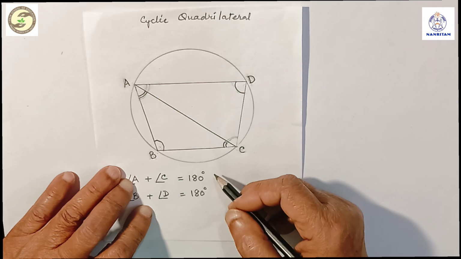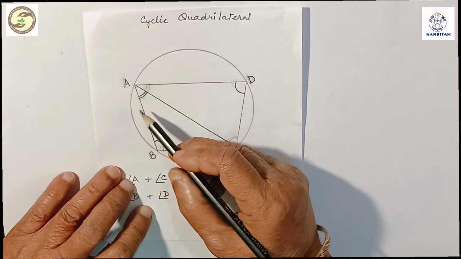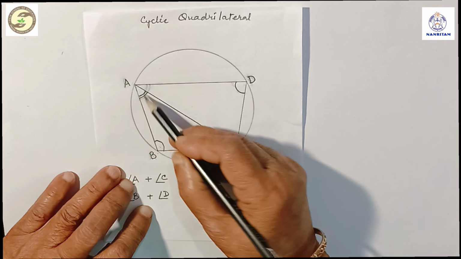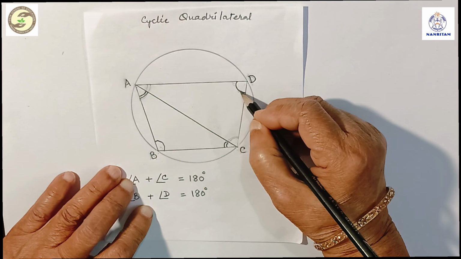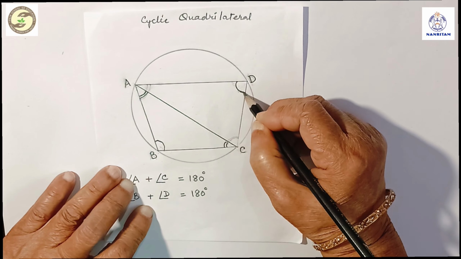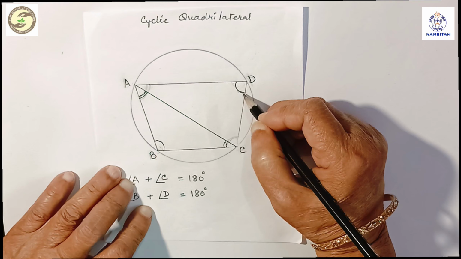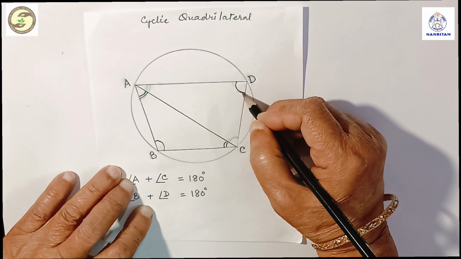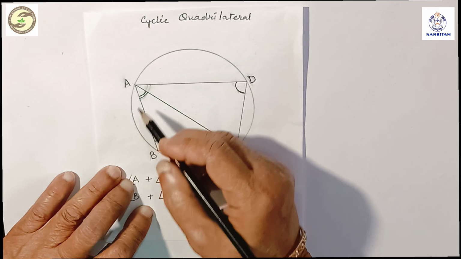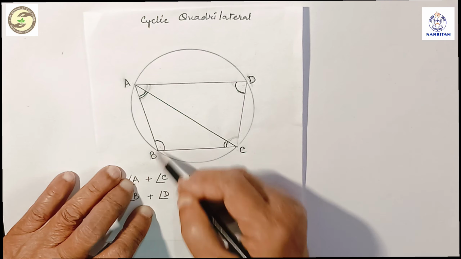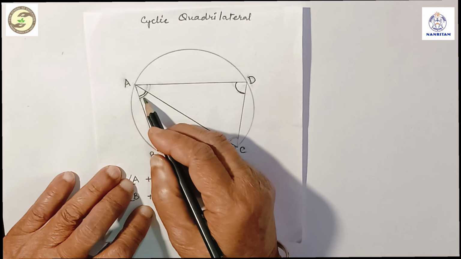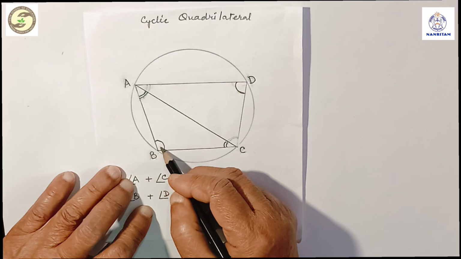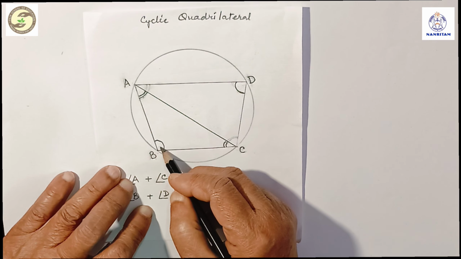Now, if we can prove that this angle plus this angle is equal to angle D, then it will be easy to come to the inference that angle D and angle B sum up to 180 degrees. Why? Because these two angles plus angle B is 180 degrees.